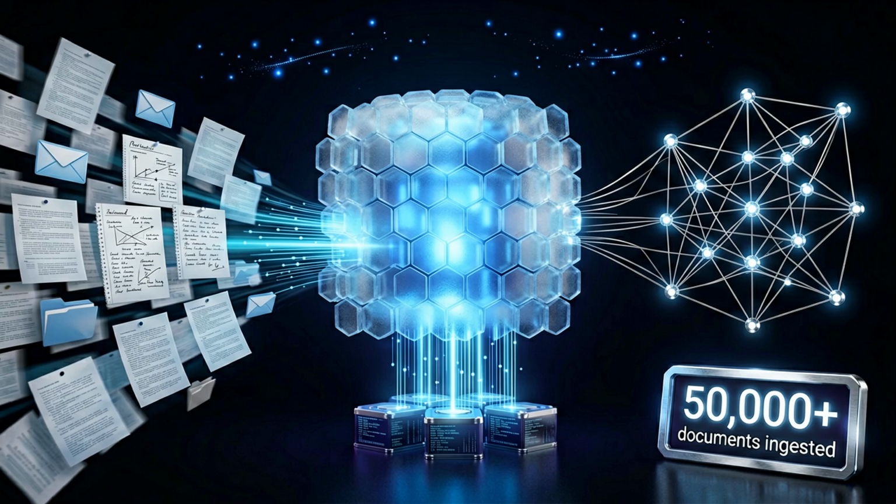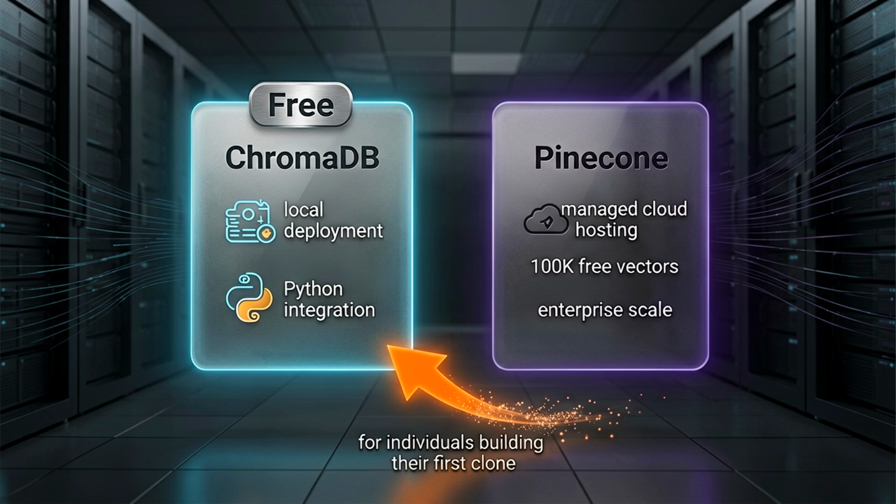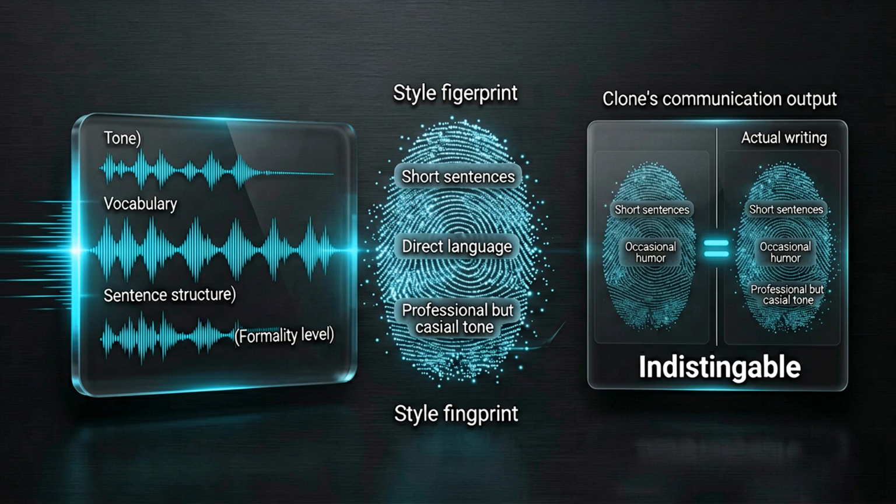It contains everything you know about your work, every email you have written, every document you have created, every decision you have made, fed into one system. You build this with a vector database. ChromaDB is free and runs locally. Pinecone is the cloud option. Feed it your documents, your emails, your Slack messages, your meeting transcripts. Your clone learns you.